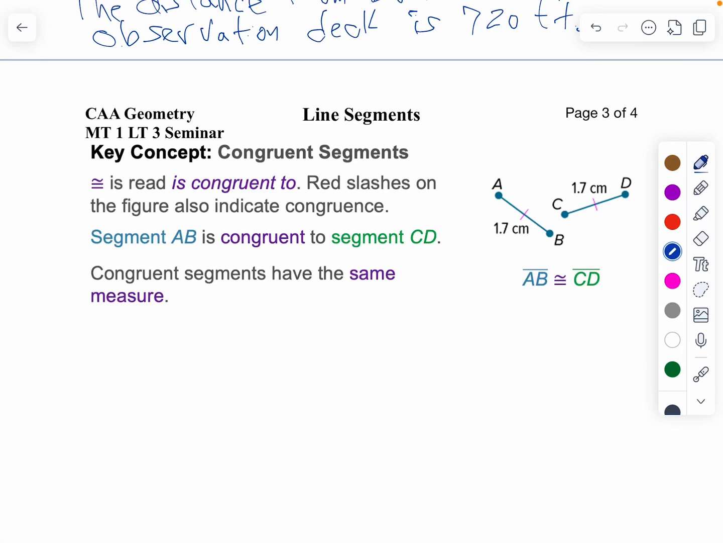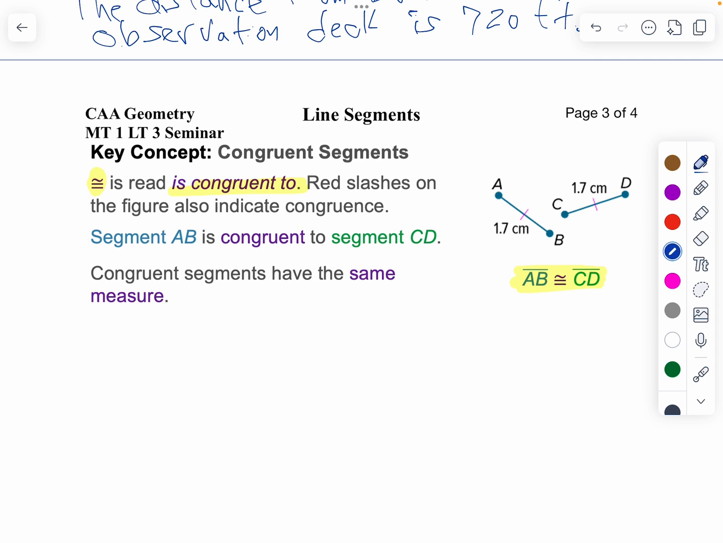Next part of our seminar, we're going to come up with a couple of vocabulary words and some symbols. First off, congruent. Congruent means equal to. It means the same thing as equal to. If I ever have congruent, it means I'm talking about shapes. So that's why when I have shapes here, AB is congruent to CD.